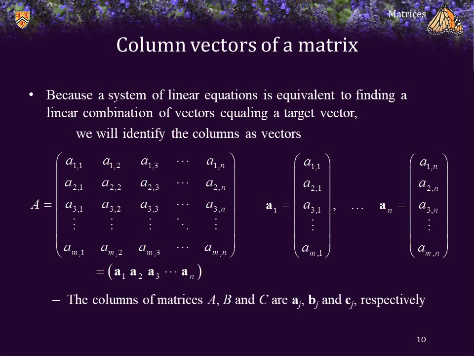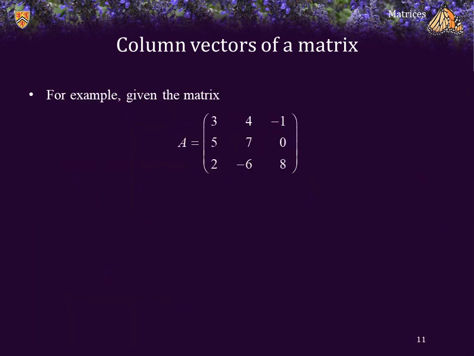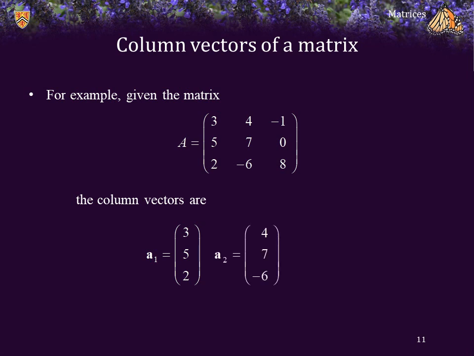And as before, the columns of matrices A, B, and C, all uppercase and italicized, are boldfaced Roman A sub j, boldfaced Roman B sub j, and boldfaced Roman C sub j, respectively. Again, recall that the entries of these matrices are A sub ij, B sub ij, C sub ij, each lowercase and italicized. So for example, given this particular matrix here, the column vectors are A sub 1, which is the entry 3, 5, 2, A sub 2, and finally A sub 3 being -1, 0, 8.